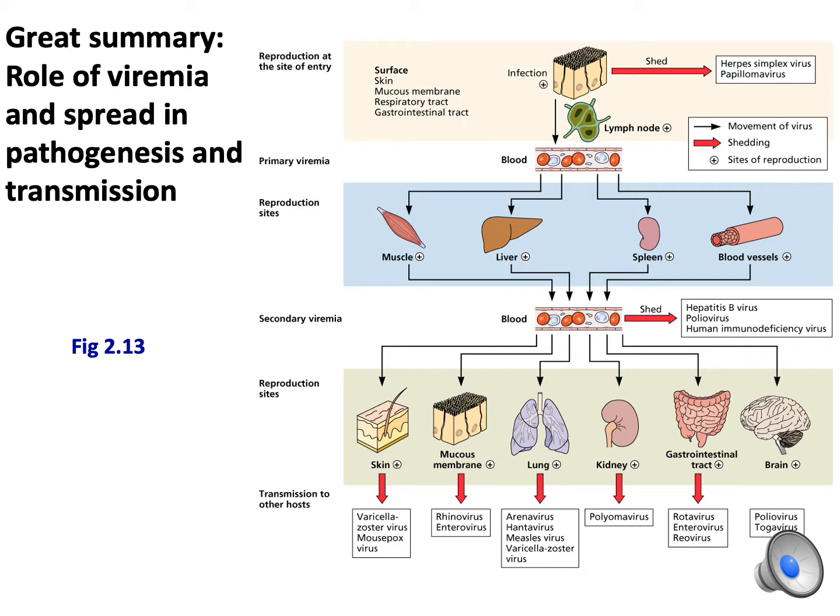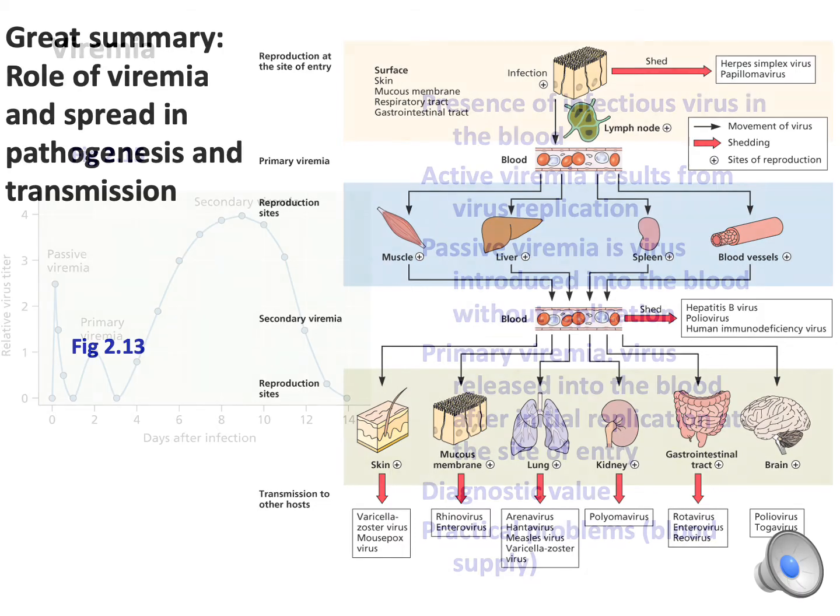For example, skin, mousepox, and varicella zoster virus. Those make rashes. Rhinoviruses and enteroviruses from mucous membranes, various viruses that replicate ultimately in the lung when the load is high, rotaviruses and reoviruses in the GI tract, and certain other viruses, when the load gets high, when the immune system isn't controlling the infection, can reach the brain.